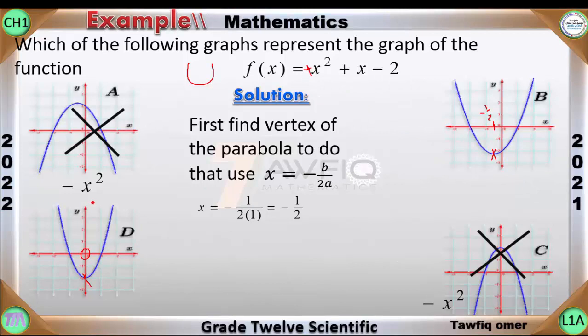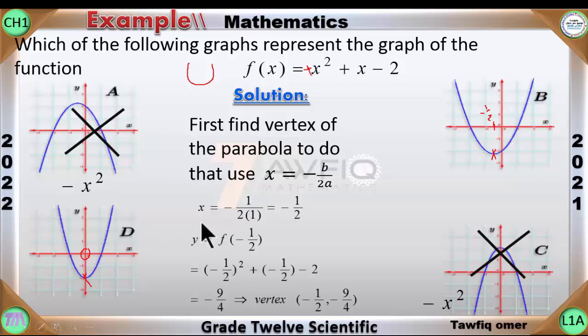Or in another way, when we find the x of the vertex, find y, then y is equal to -1 over 2 squared plus -1 over 2 minus 2, which is -9 over 4. Then find the vertex in D and B. In D it is (0, -2), in B it is (-1/2, -9/4). This means that the right answer is B, not D.